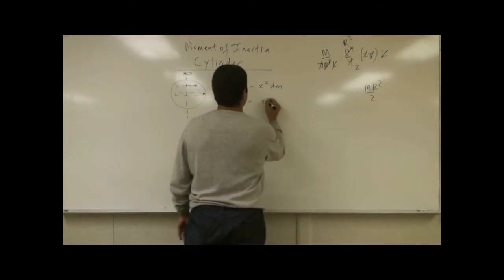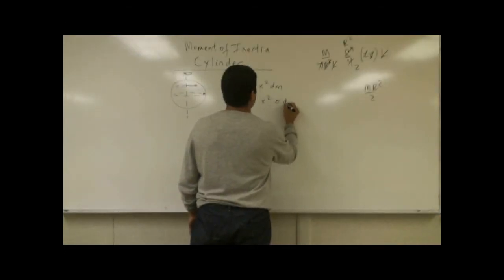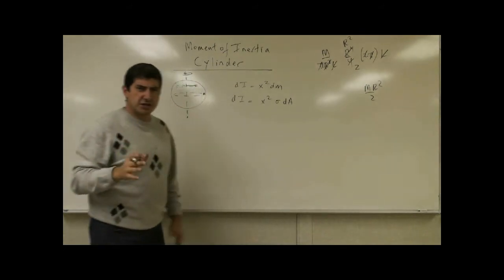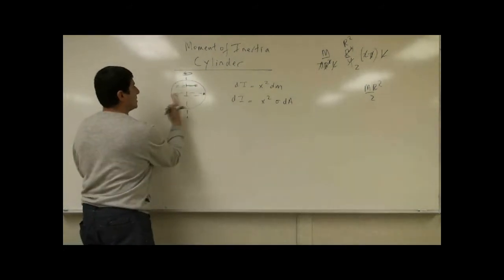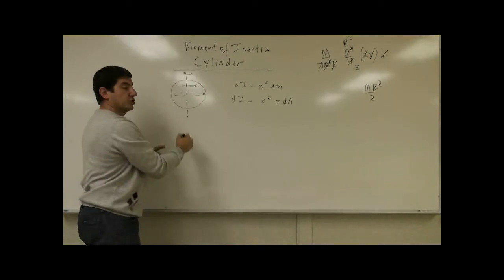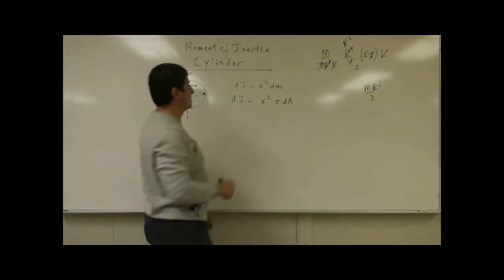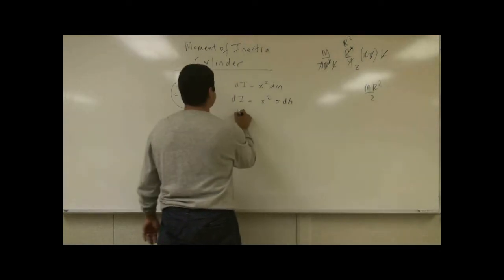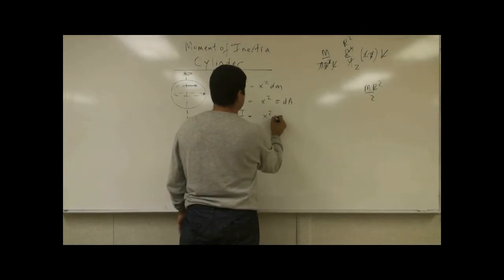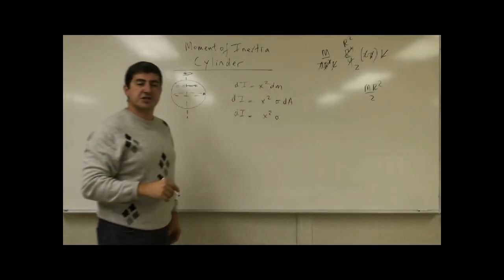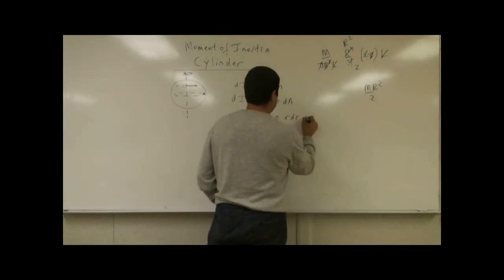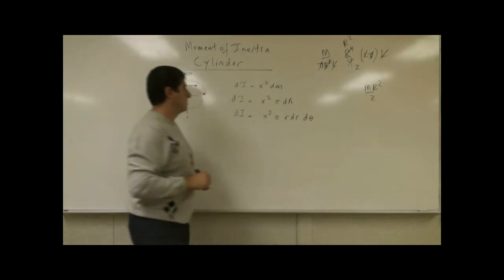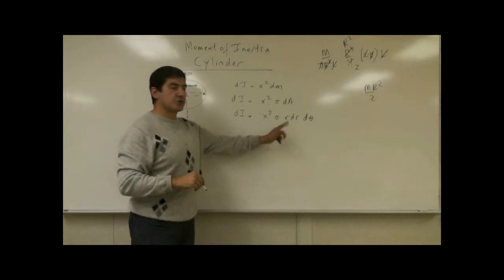So what we're going to do is dm is going to be sigma dA. We are focusing here more on the surface, just the two-dimensional surface, rotated about the axis cutting it in half. So we put sigma dA, and then dA, since we're using cylindrical coordinates, is r dr d theta. So now we have to relate x to r.